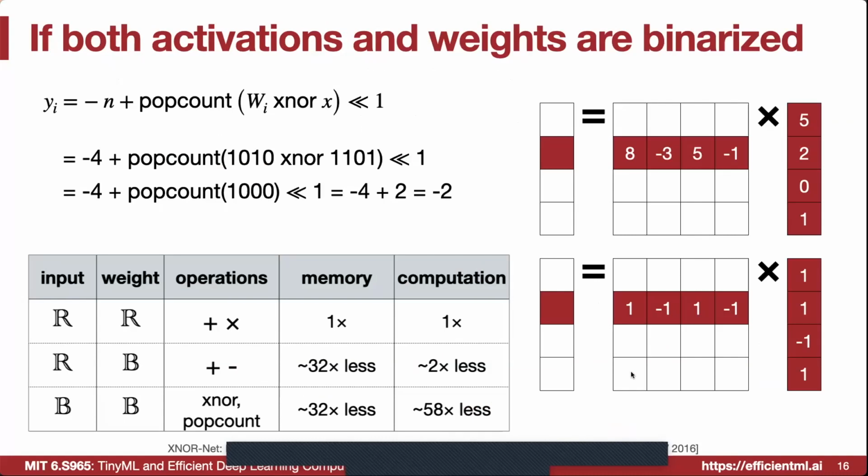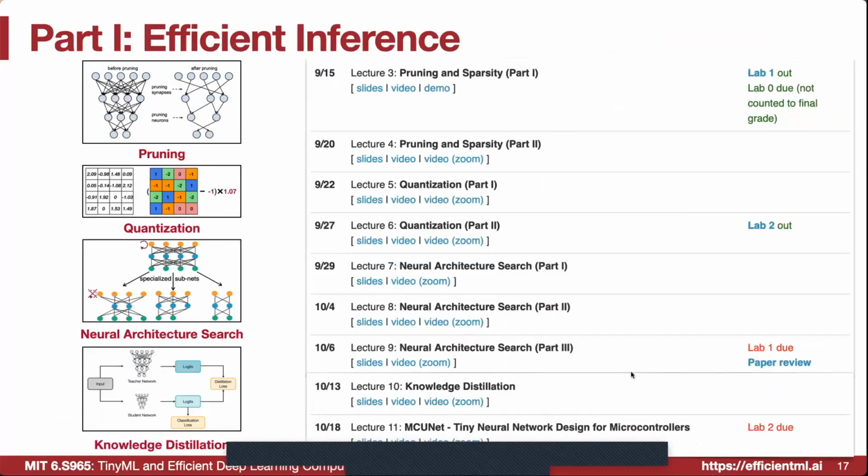Even more aggressively, we can make both the weight and activation binary or ternary. So the multiply-add becomes a popcount, which is very easy to implement in hardware. Okay, to summarize, these are the efficient inference techniques.